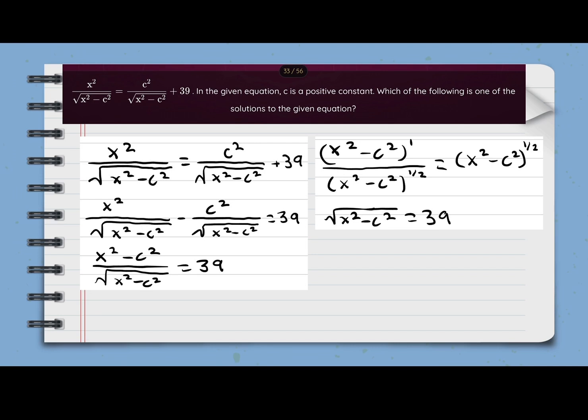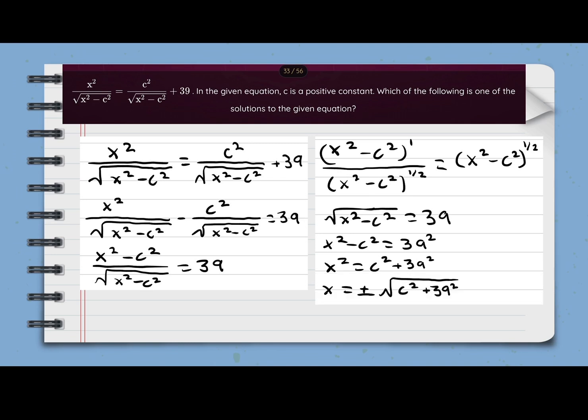So then when we have that, again, we just set this equal back to 39. And again, we're solving for x. So we'll just solve for x, moving it over, and then square rooting everything. Again, we have to do plus minus, but if you look at the multiple choice, the correct answer will be the negative version of this.